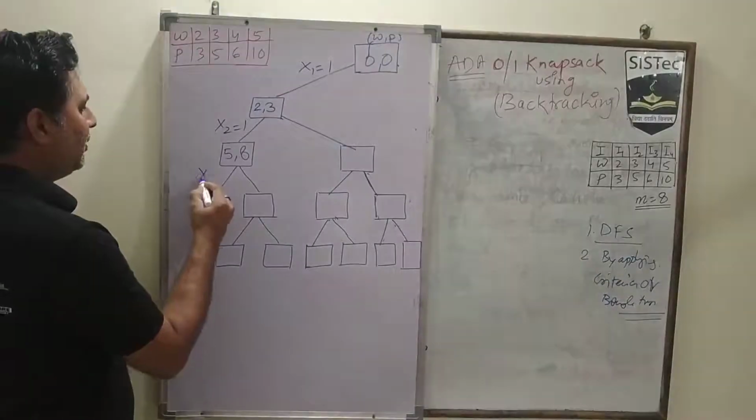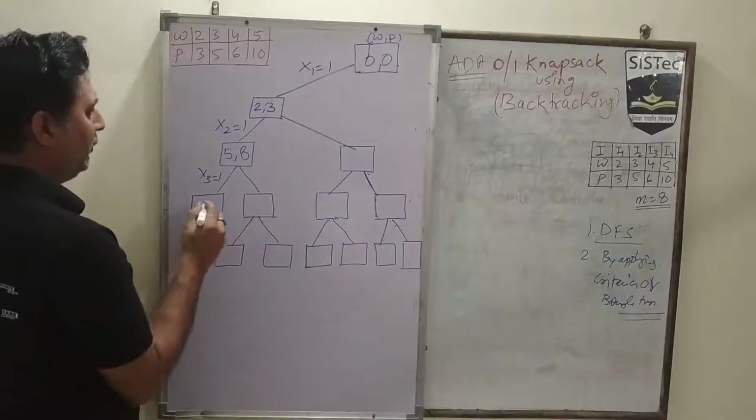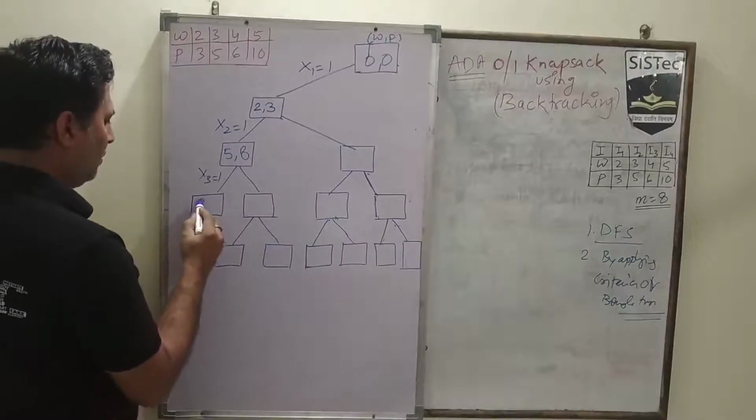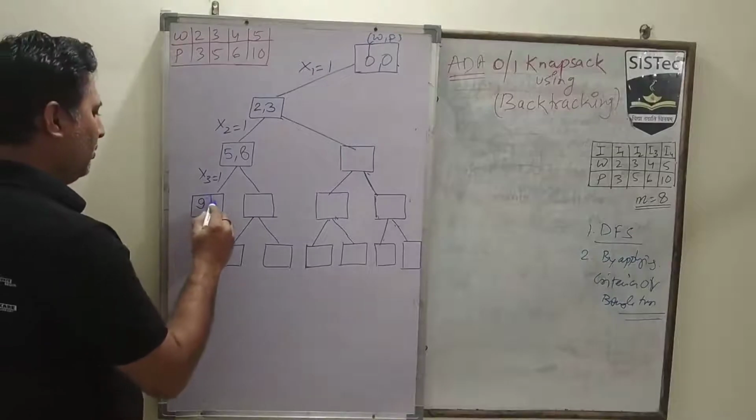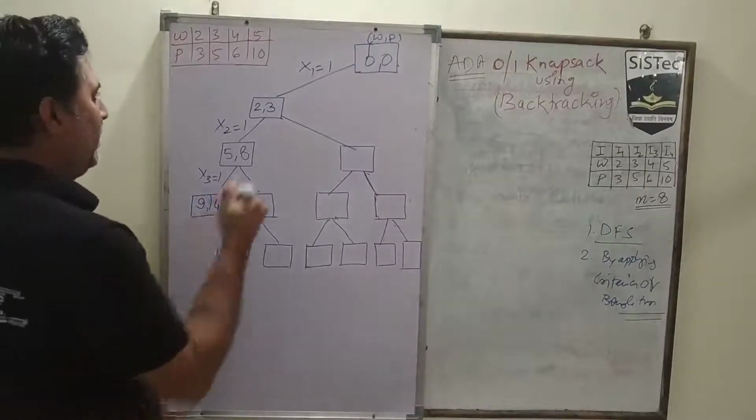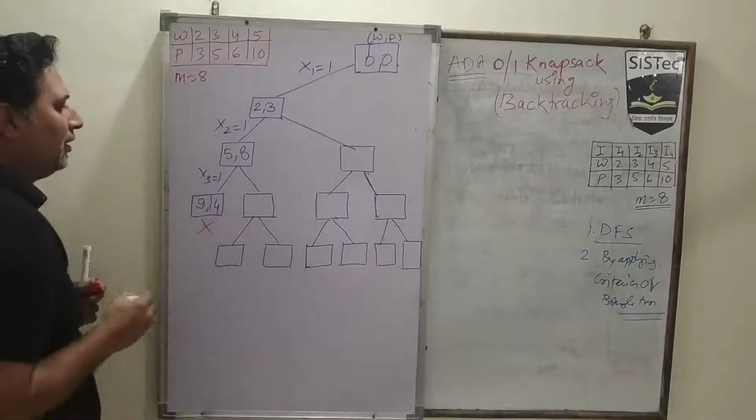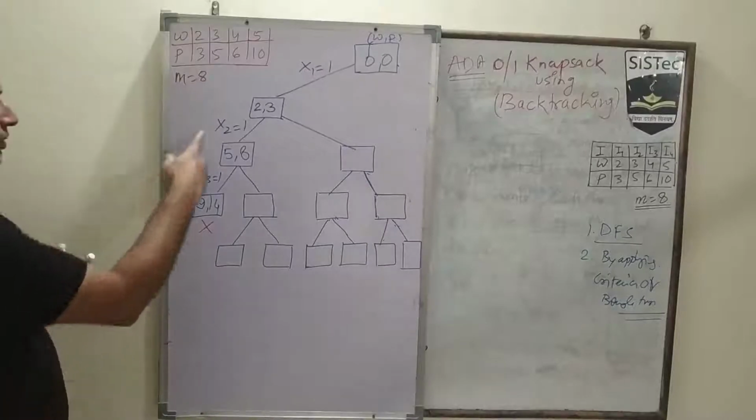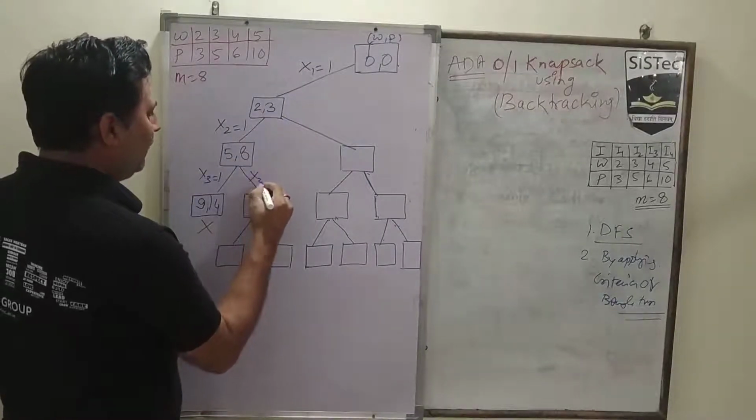Now, after considering 1 and 2, we will consider the third weight. The weight value is 4. So now the total weight becomes 9 and the total profit becomes 14. You will see the capacity is 8, so we exceed the capacity. So we will backtrack to the previous one and see that after taking the second weight, we can't take the third one.